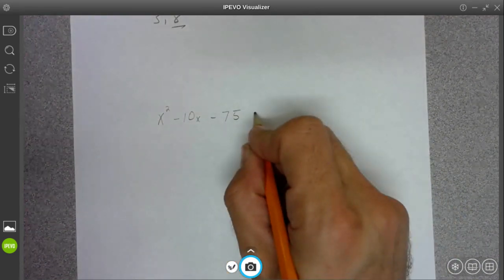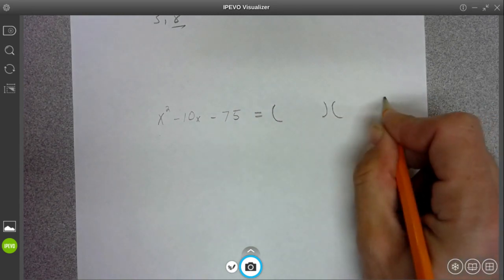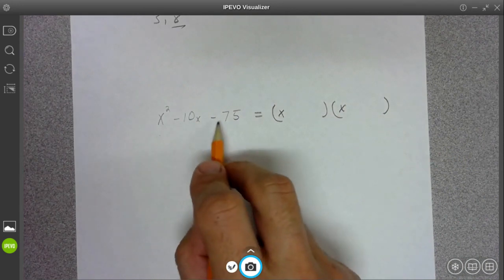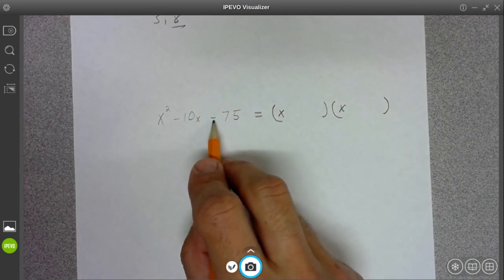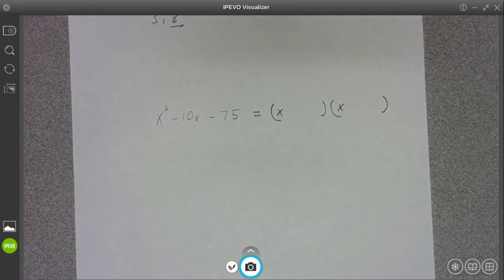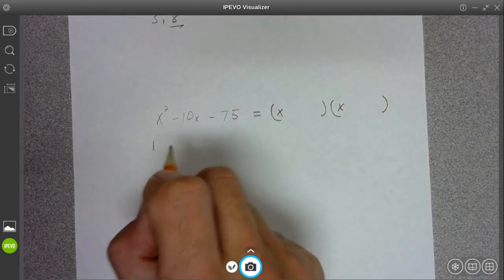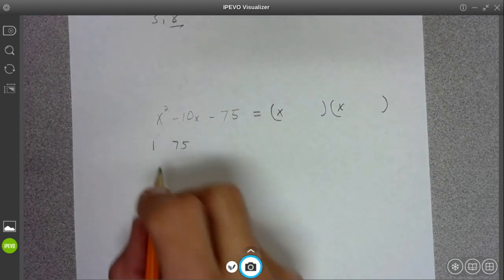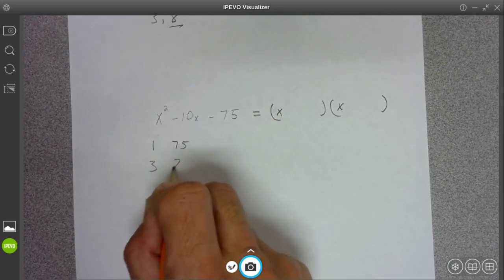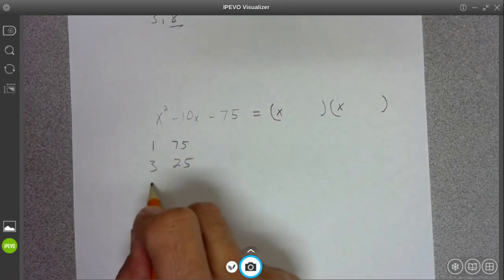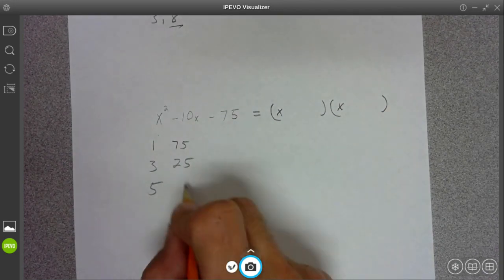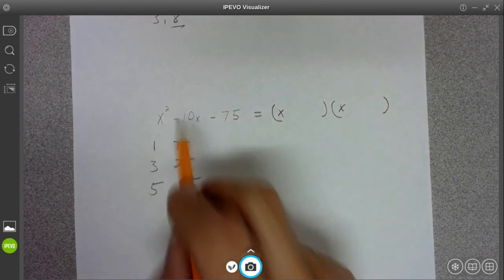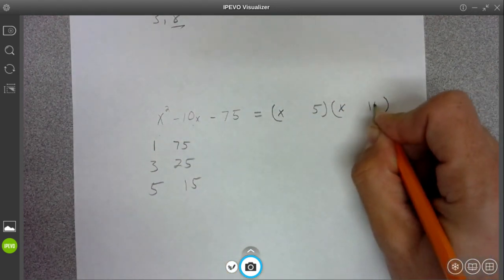Okay, let's see here. Last one for these. X times X will give us the x squared. Two numbers that multiply to 75 and they subtract to give you 10. 75 is not on our list, so I'm going to list them out here. 1 and 75, they don't subtract to give you 10. 2 doesn't go into it. 3 and 25 don't subtract to give you 10. 5 and 15, there it is. 5 and 15 will subtract to give you 10.